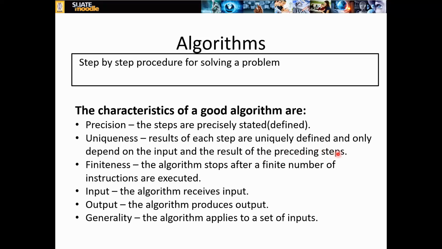Usually when you are to do something, you will need a set of input to do a certain operation, and also at the end you will receive some results. So each and every algorithm will take a certain set of input, and then it will provide you the exact result you will need. And finiteness: the algorithm stops after a finite number of instructions are executed.